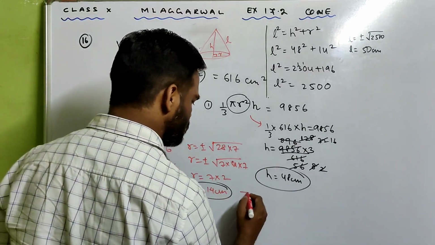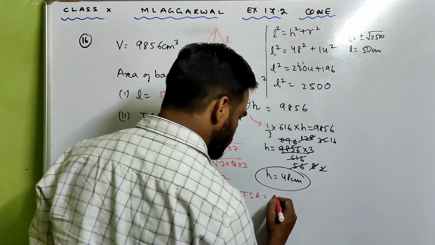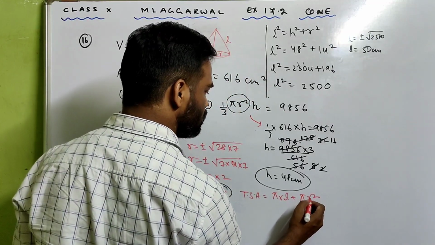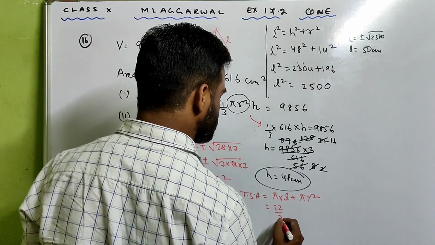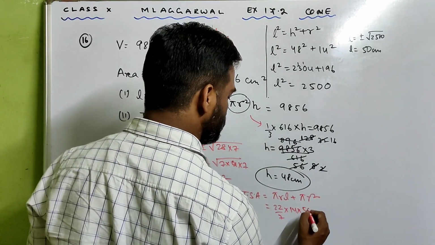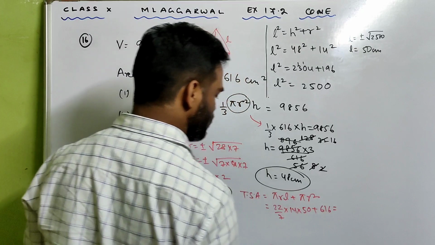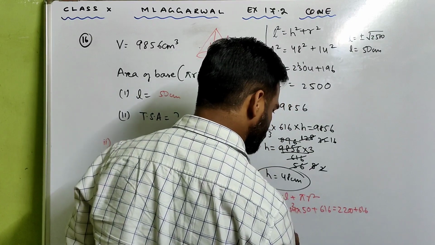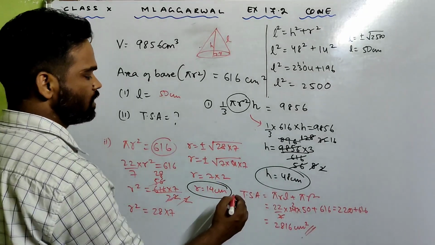TSA, we know the formula. TSA for the cone is pi r L, that is curved surface area, plus pi r square, area of the base. Solve it. Pi r L is how much? 22 by 7 into R, R is 14 and slant height is 50, plus pi r square already given to us 616. Just simplify this. That's 2200 plus 616, that is 2816 centimeter square. That is the total surface area.